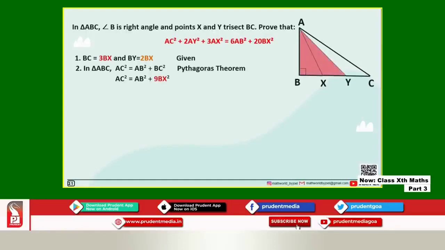Now look at this triangle. This triangle is nothing but ABY. So let us write the Pythagoras theorem for this one as well. AY square is equal to AB square plus BY square. Now look at step number 1 and step number 3. Wherever there is BY, I replace it with 2 times BX, so 2 square will become 4, and BX becomes BX square.